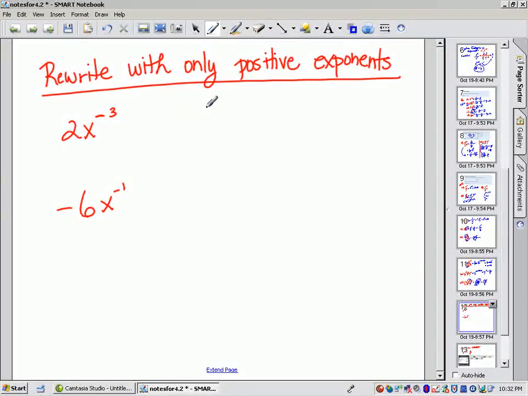Now I brought a couple more problems that are kind of basic, but where common mistakes are made. If I have 2x to the negative 3 and I want to rewrite that with a positive exponent, this 2 is not connected to the negative power, so this is just 2 times x to the negative 3, which is 2 times 1 over x cubed. If we simplify that, remember the 2 is over 1, so that's really 2 over x to the 3rd.